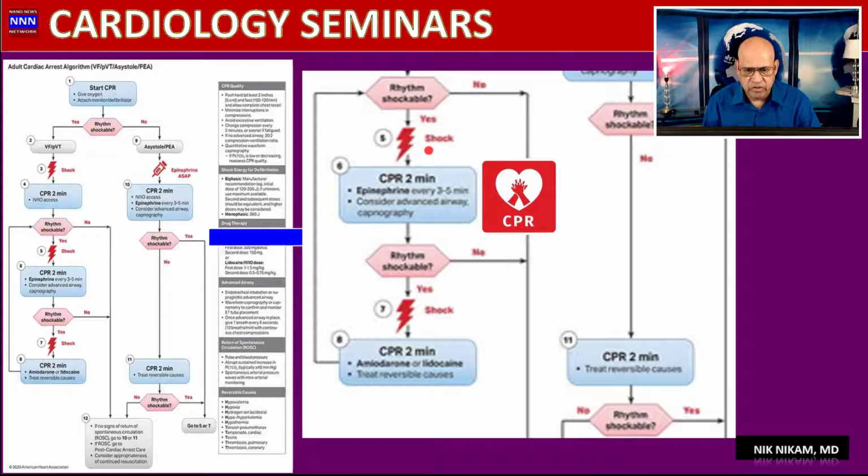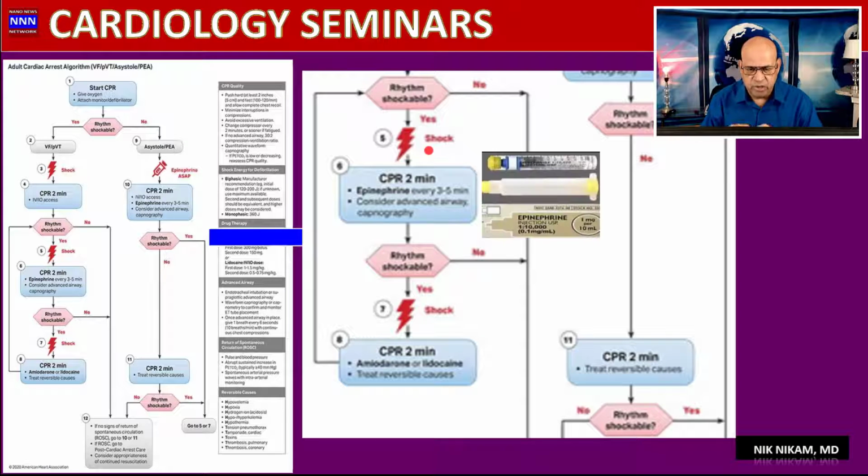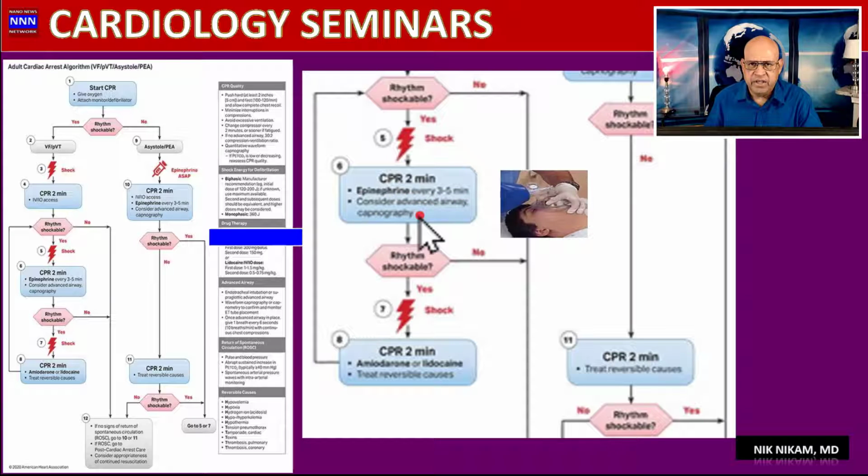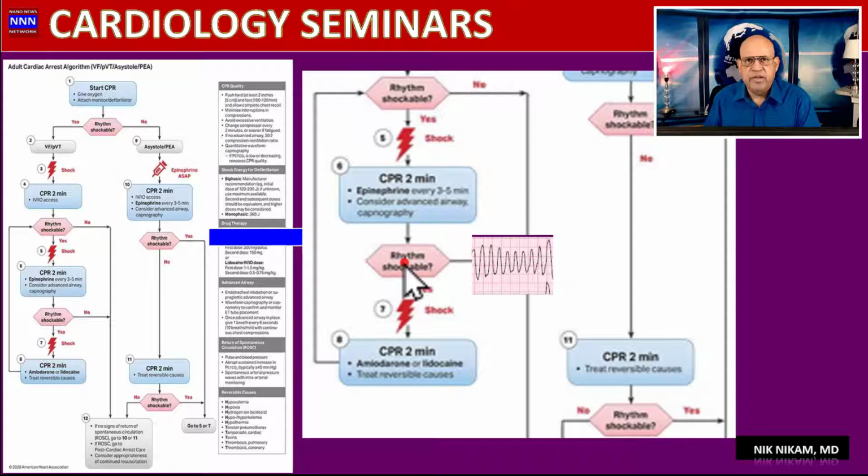After that, resume 2-minute CPR. And during this 2-minute CPR, this is the second step, you give epinephrine every 3 to 5 minutes. So the epinephrine comes here after the second shock. Consider advanced airway at this time. By this time, it's almost 4 minutes gone, so you have some help, so they can work on the advanced airway. After 2 minutes CPR, you check for rhythm again.